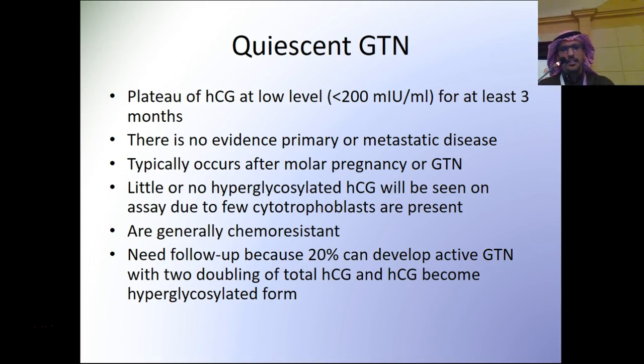Usually it is characterized by little or no hyperglycosylated beta-HCG seen on assay, due to few cytotrophoblastic cells. Generally chemo-resistant, so usually all we need is follow-up, because 20% can develop GTN. You will find on follow-up 2 doublings of the beta-HCG, and the beta-HCG becomes hyperglycosylated in more than 20%. So if we consider a patient has quiescent GTN, we usually follow the beta-HCG every month.